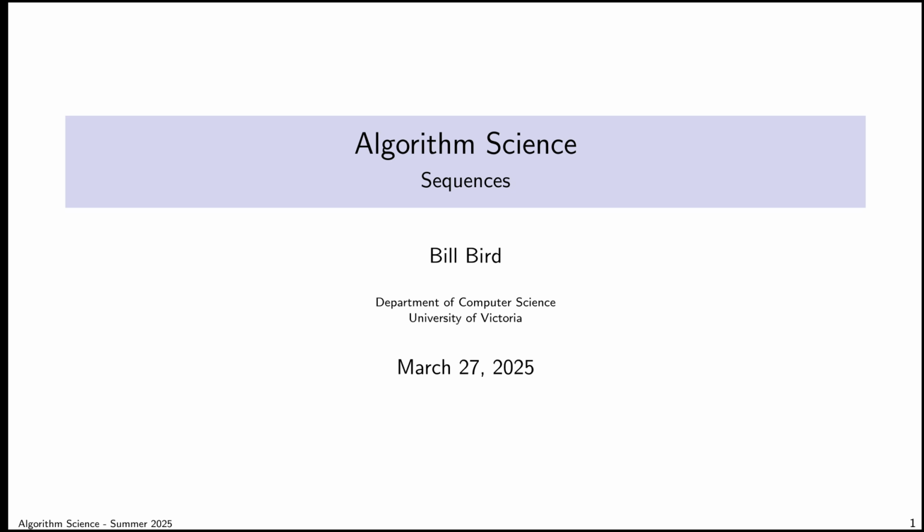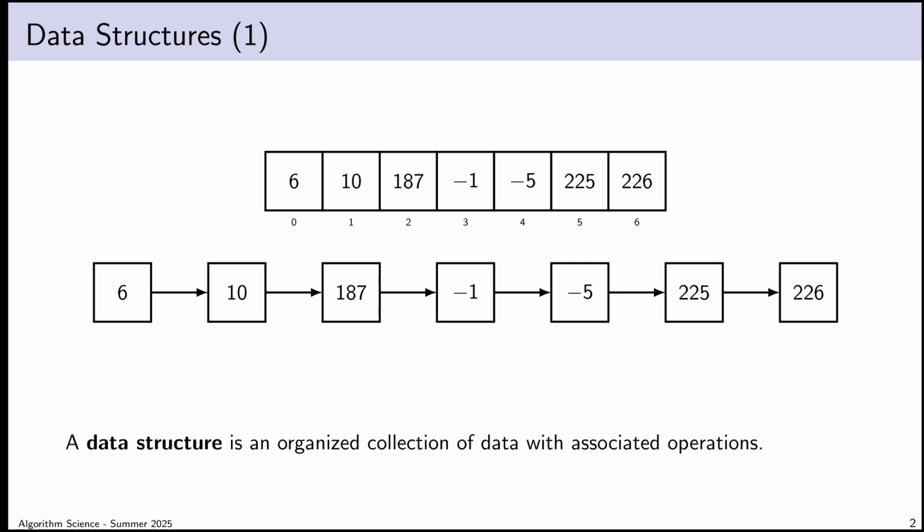But I do want to give them a bit of attention, and it also gives us a chance to lay down some assumptions that we tend to make about arrays and linked lists. These are sequence types. I also want to use the opportunity to talk about this idea of a data structure. A data structure is an organized collection of data with associated operations.